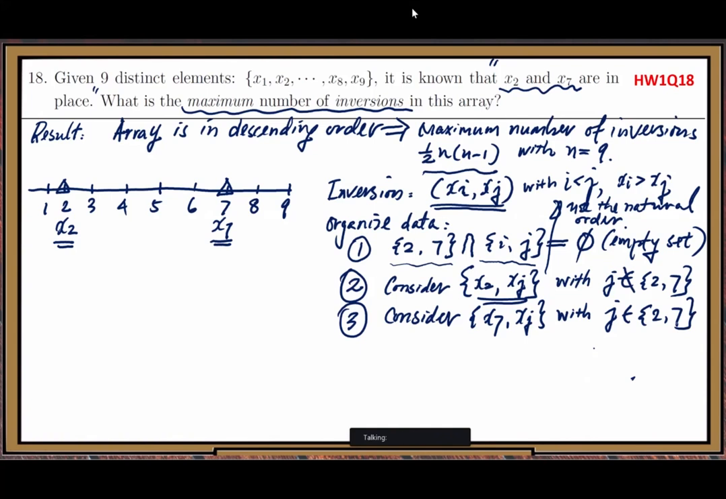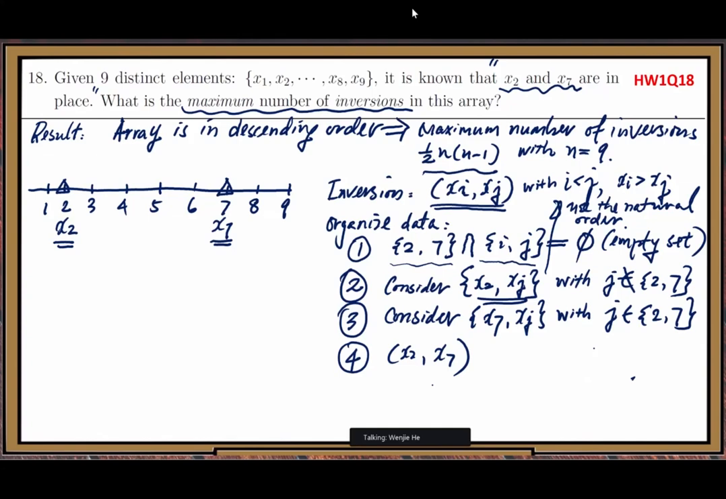Category number 3, the last one. Because we want to cover all the pairs. Think about it. We want to cover all the pairs. So there is one last case left. The last case is x2 and x7, right? So now, all the pairs, we can divide into these 4 categories. That's important. That's the way we organize the data. Very important. Okay?